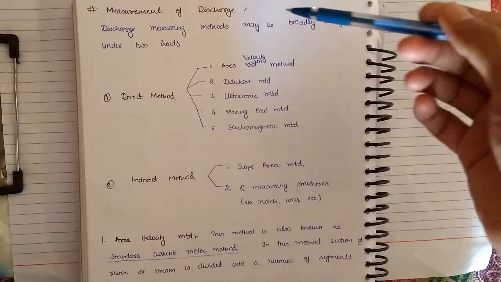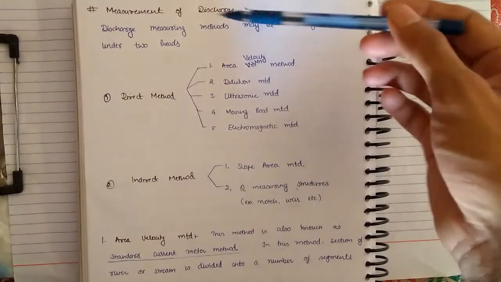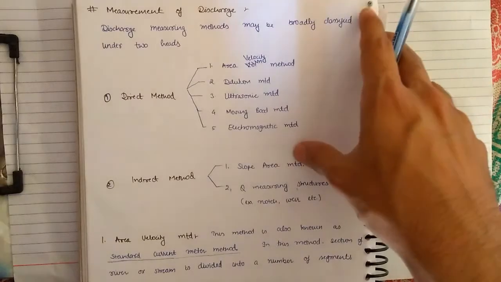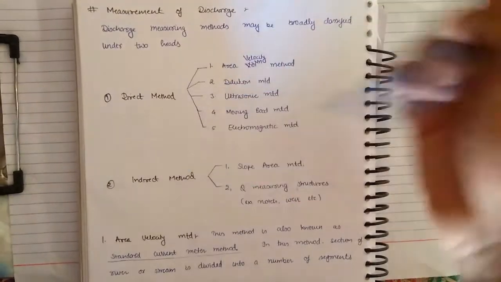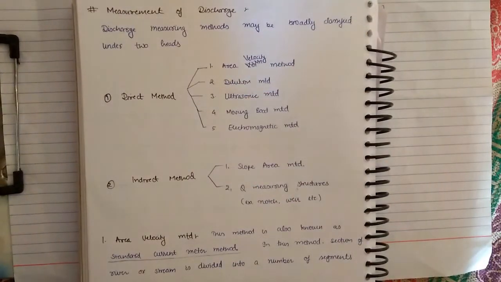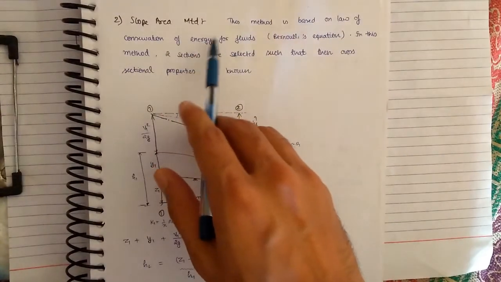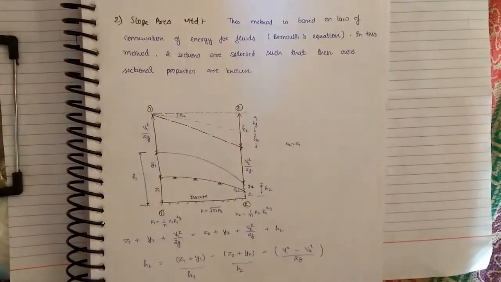To discuss the slope area method, we need to know how to measure discharge. There are two methods: first is the direct method and second is the indirect method. The slope area method comes under the indirect method. It is based on the law of conservation of energy.